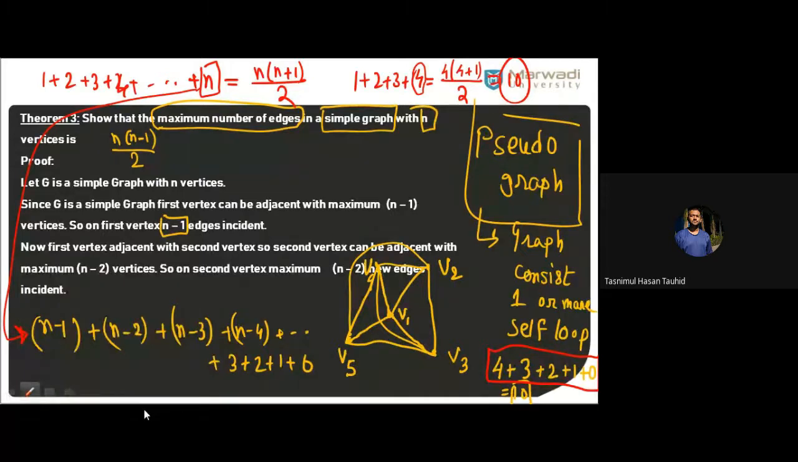Are you getting my point? If I add 1 plus 2 plus 3 plus 4 up to n, our answer will be n times n plus 1 by 2. But in my case, we end at n minus 1, not at n. Right? Just look at the opposite flow. Let's make it the opposite flow: 1 plus 2 plus 3 plus 4 plus 5 plus so on up to n minus 2, up to n minus 1. So this is the end at n minus 1.